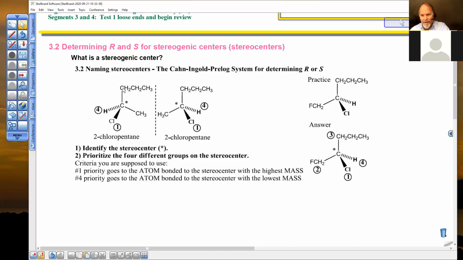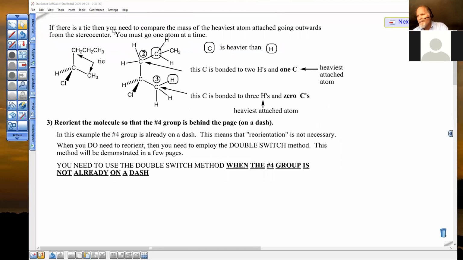We have to talk about what to do in the event of a tie. Some of you have already jumped to a conclusion, haven't you? You say, oh, I'm going to pick this one over this one because it's a bigger group, and you use the group word, you will be doomed in the future. It's going to happen very soon. So what do you do if there's a tie? That's a good question. If there's a tie, then you need to compare the mass of the heaviest atom attached going outwards from the stereocenter.